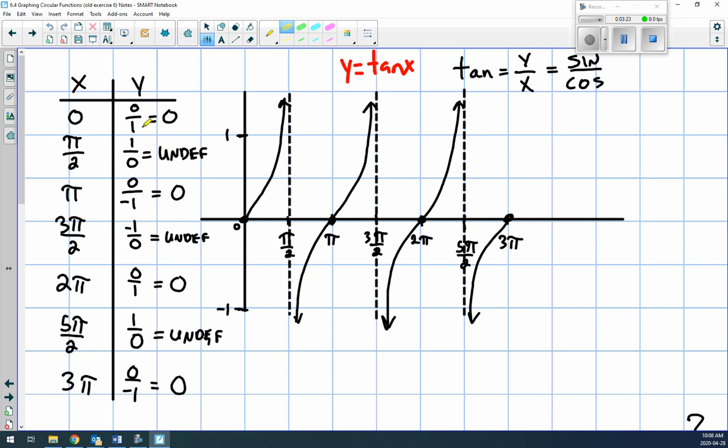So 0 is 0 over 1, which is 0. Now, here's the big one. Pi over 2 at 90 degrees, it's 1 over 0. That's undefined. So what we have when we talk about undefined is we have a vertical asymptote, right? It approaches that line but doesn't cross it.